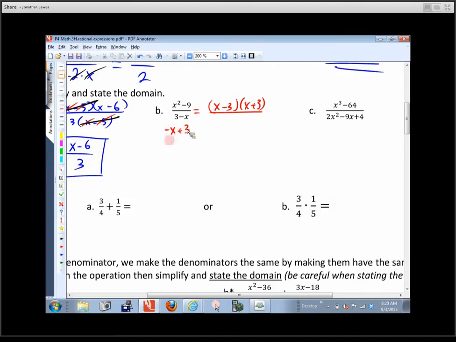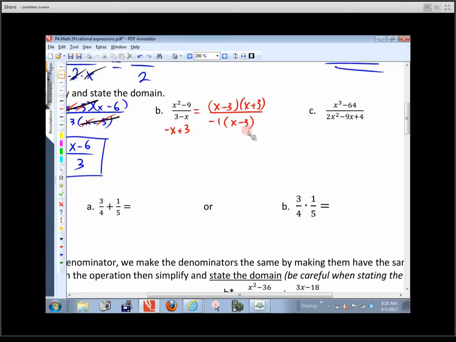I'm going to write the negative x first and then plus 3, and then I'm going to factor this. So I've rewritten the bottom. Everybody see that those two are equivalent? And then I'm going to factor this. What can I factor out of negative x and positive 3? Yeah, you can always take out a 1, and we always take out the leading sign. So I'm going to take out a negative 1, and there's an x minus 3.